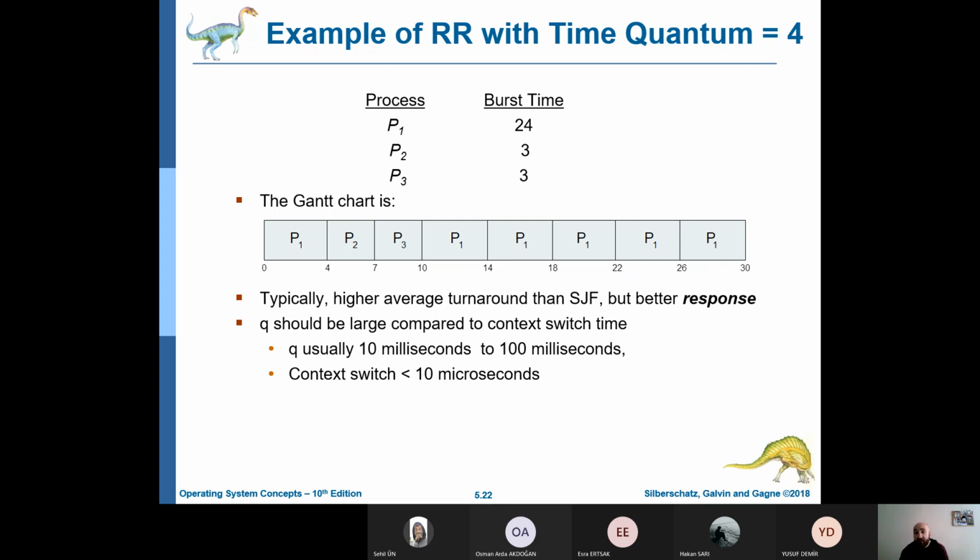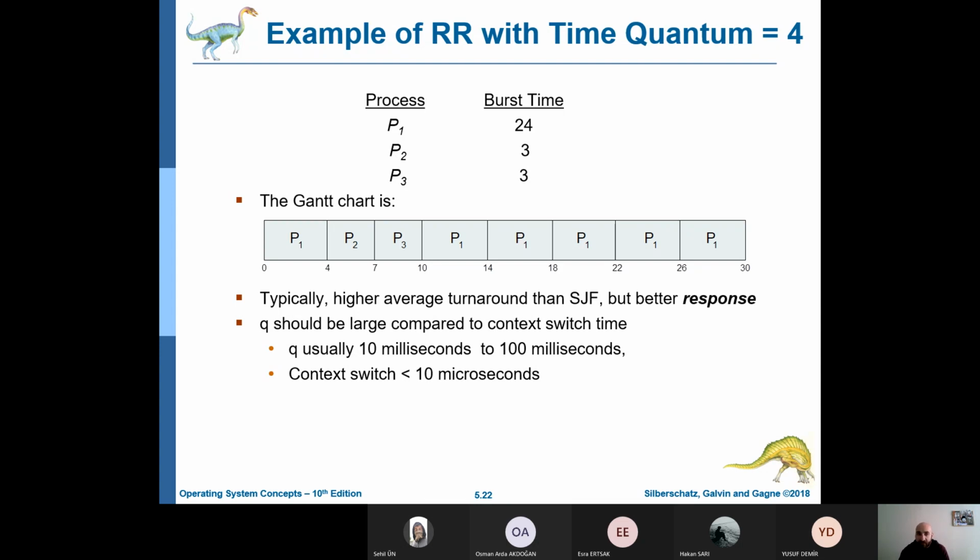Let's calculate the average waiting time for this schedule. P1 waits for 6 milliseconds, because here it starts at 10 milliseconds, but it already executed for 4 milliseconds. That means the waiting time for P1 is 10 minus 4, which is 6 milliseconds. P2 waits for 4 milliseconds and P3 waits for 7 milliseconds. So the average waiting time here will be 5.66 milliseconds.